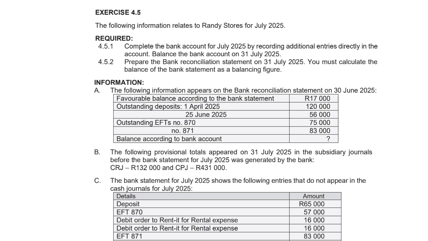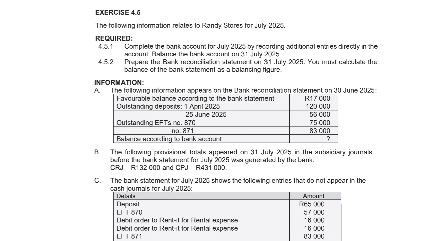Exercise 4.5. The following information relates to Randy stores for July 2025. Required. 4.5.1. Complete the bank account for July 2025 by recording additional entries directly into the account. 4.5.2. Balance the bank account on 31 July 2025. 4.5.3. Prepare the bank reconciliation statement on 31 July 2025. You must calculate the balance of the bank statement as a balancing figure.